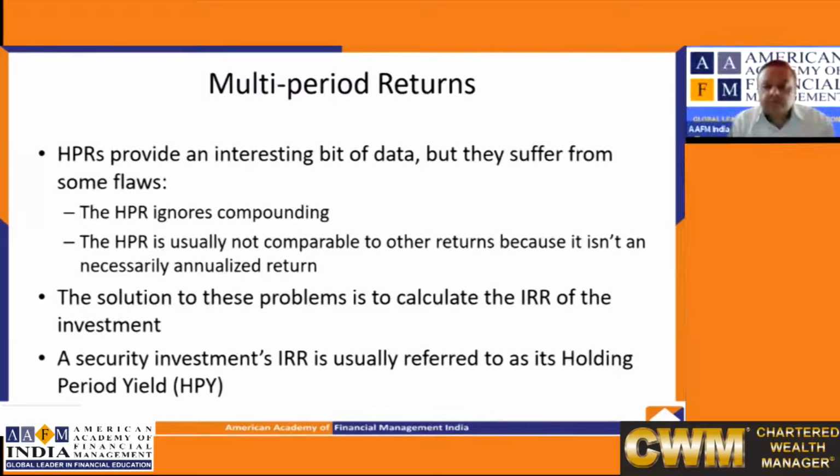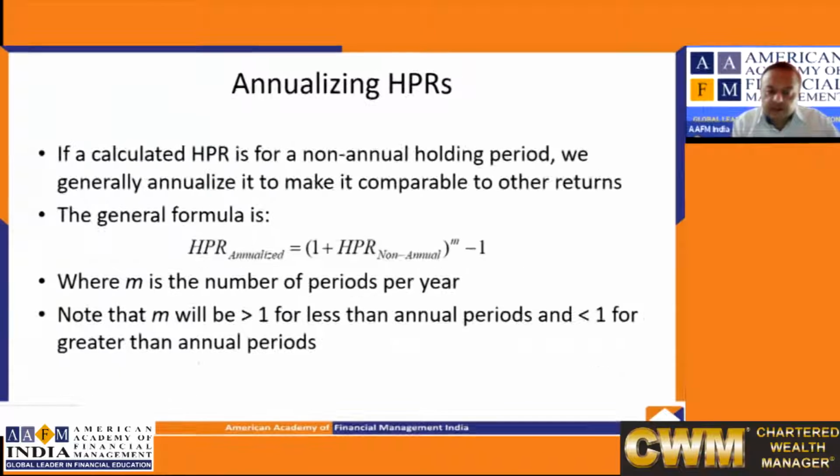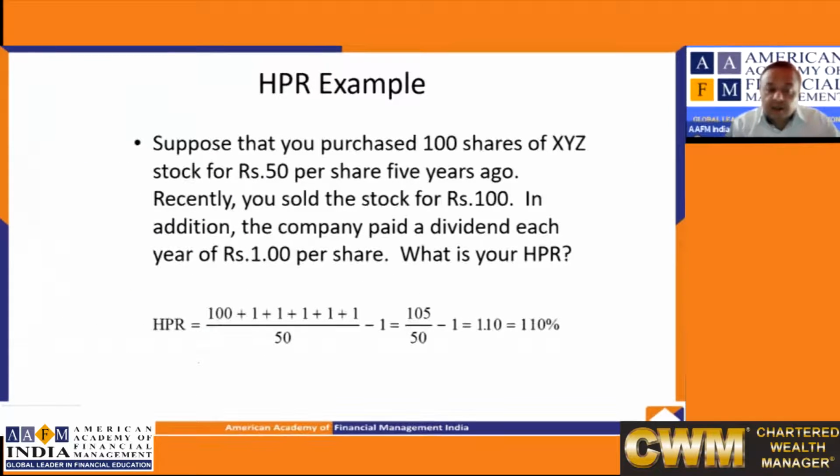HPR provides some data, some sort of answer, but it suffers from some flaws. First, it ignores compounding. It does not assume that compounding is occurring every year or every month, right? And it is not generally annualized. Another problem with HPR is that it also ignores the timing of the cash flow.